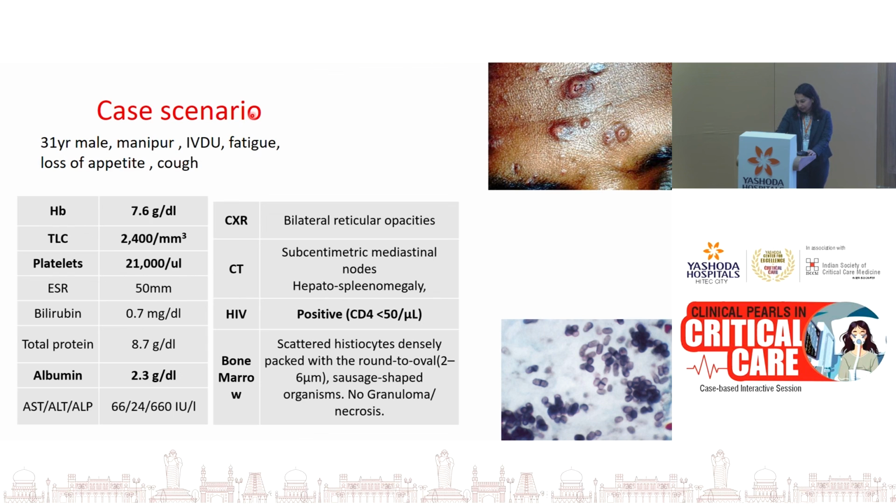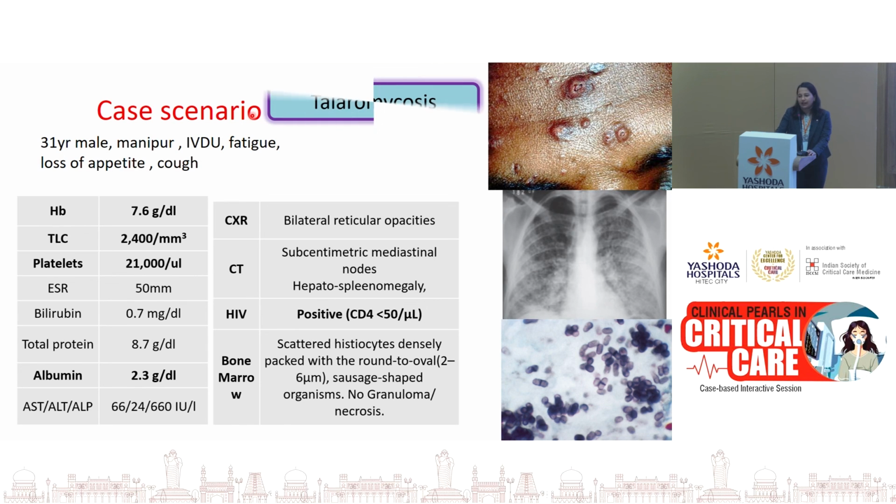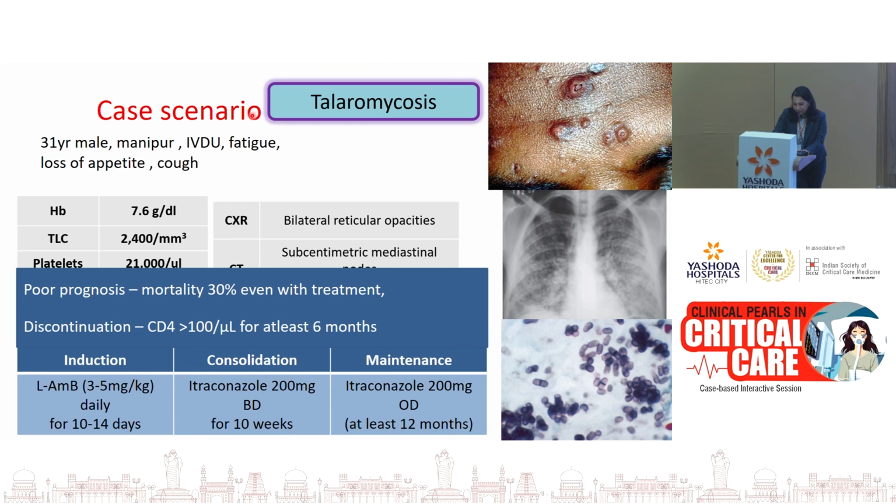So it was a case of Talaromycosis, earlier known as Penicillium marneffei. It is more common in the northeastern states like Manipur and the other neighboring states. And it is also a differential of histoplasmosis and cryptococcosis, as they have similar skin lesions and lung lesions. These cases have a very poor prognosis, and the mortality rates are higher, and the management is similar to histoplasmosis.